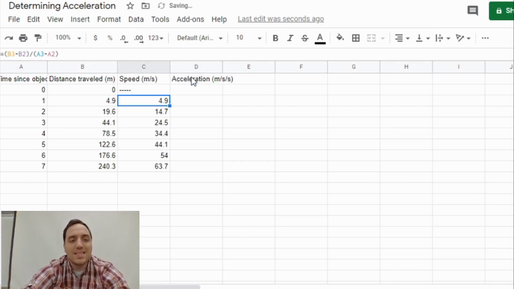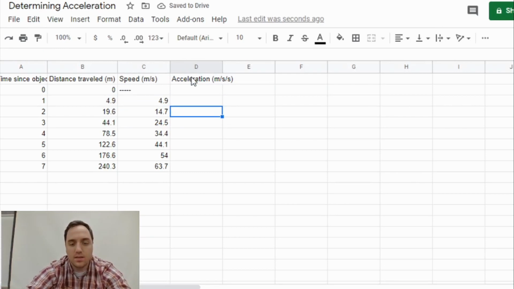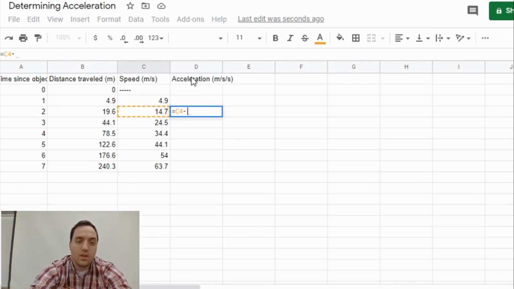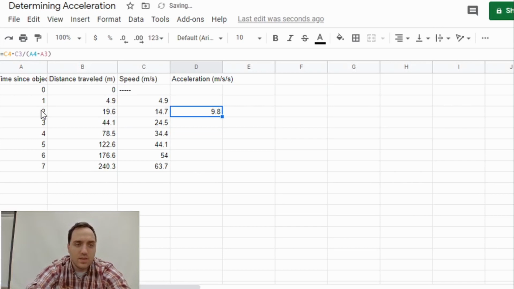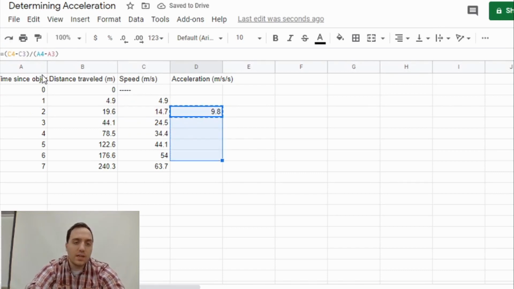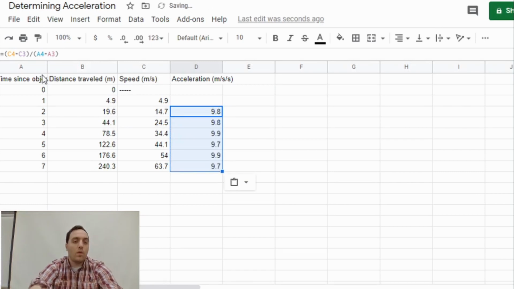And again, I can do the exact same kind of thing with the difference between my cells, divide by my change in time. Now this is an approximation. It's not going to be flawless. But it will get us the job done. And if I carry it through, what I'll find is that my acceleration is roughly constant.